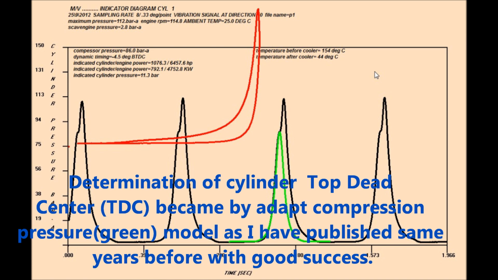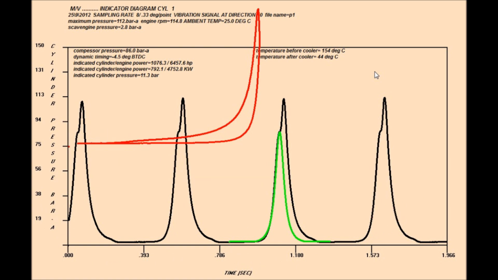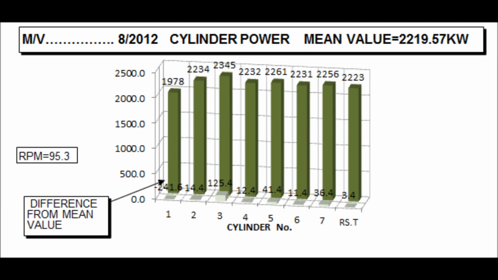Determination of the cylinder top dead center, TDC, is done by adapting a compression pressure model, as I published some years before with good success. Knowing the TDC, the mean indicated pressure and cylinder power are estimated, and the cylinder ignition point as well. The red indicator diagram.